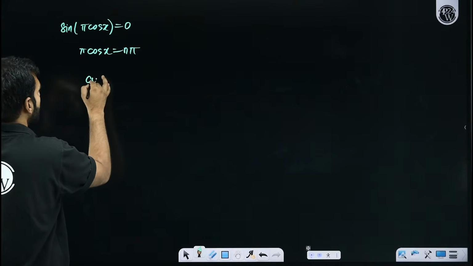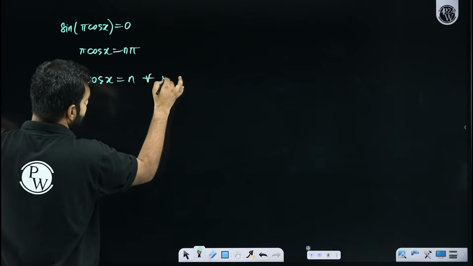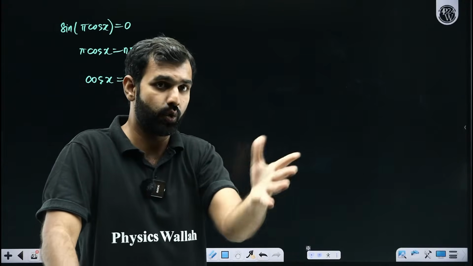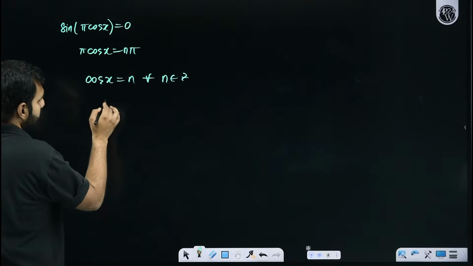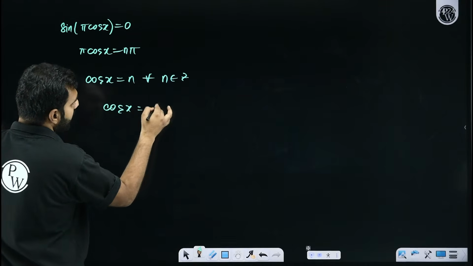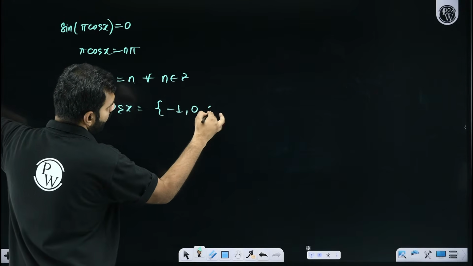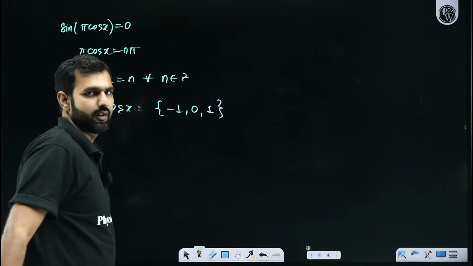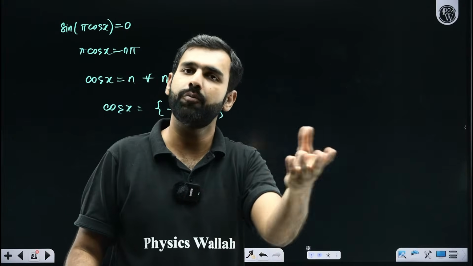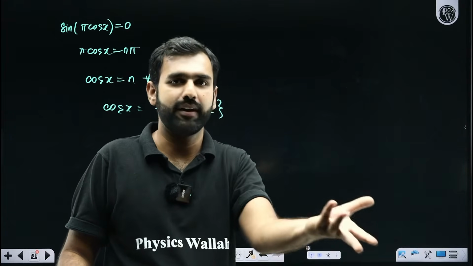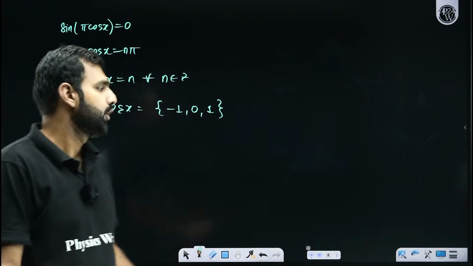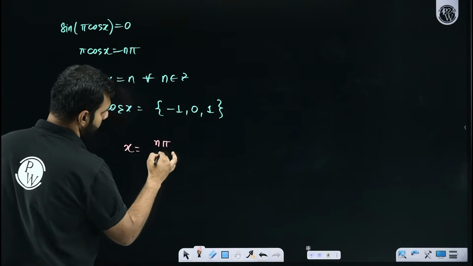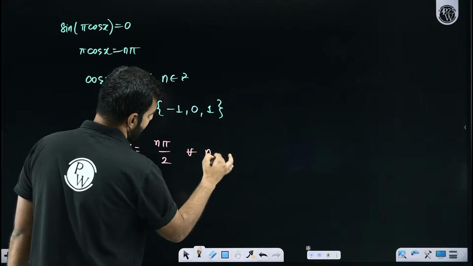Pi and pi are cancelled, so cos x is going to be n, where we know that n is an integer. But cos x cannot be any integer, it will be either -1, 0 or 1. So instead of calling it n, I'll be calling it either -1, 0 or 1. Everybody getting this conclusion? When do you see cos x to be -1, 0 and 1? Sir, at the multiples of pi by 2. Do you all recognize that? So my final conclusion is that x will be any multiple of n pi by 2, where n is again an integer.